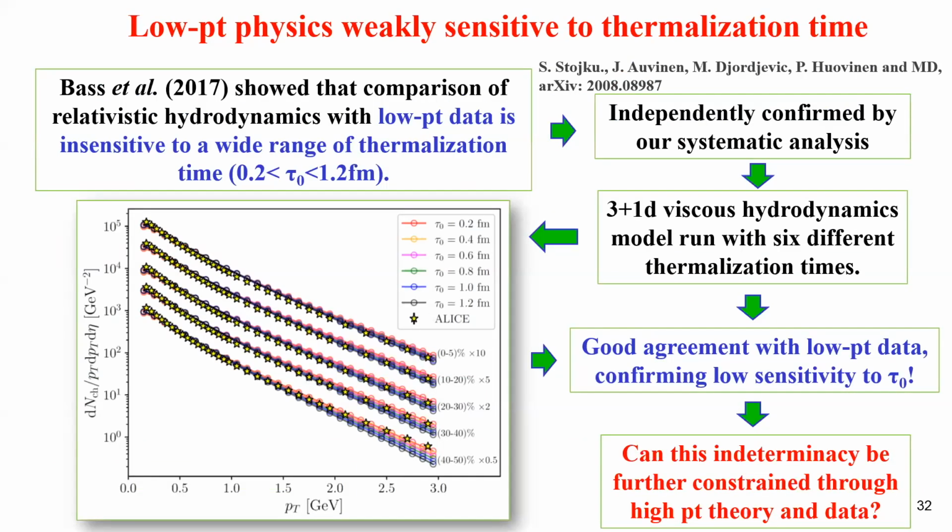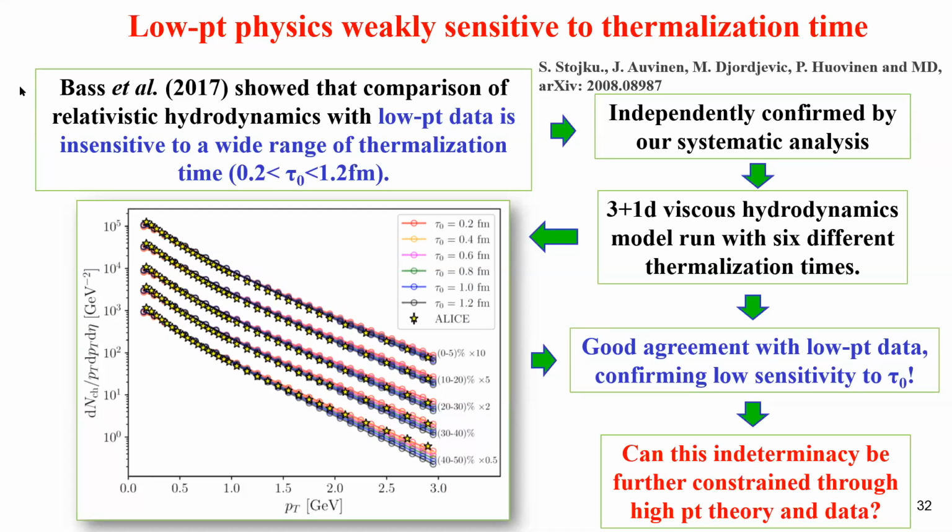So, the study by Bass et al., which is a full-fledged study we all know about, showed that the comparison of relativistic hydrodynamics with low pT data is insensitive to a wide range of thermalization times. That is, the thermalization time can be anything between 0.2 and 1.2 Fermis. They have the same assumption of free streaming after thermalization and no interaction before thermalization.